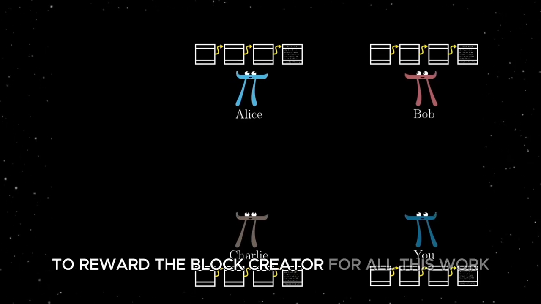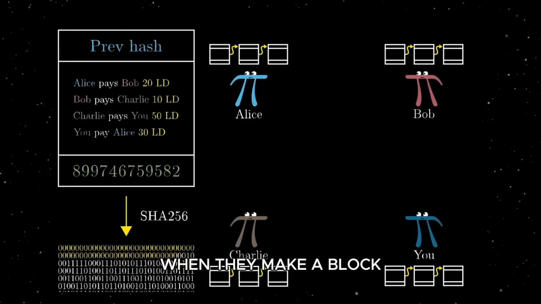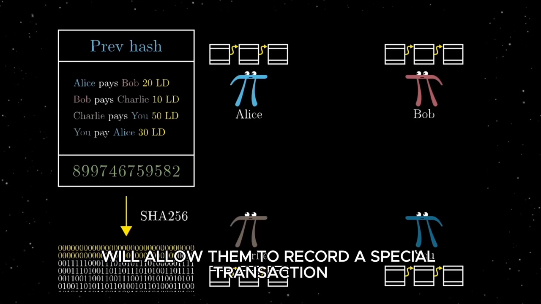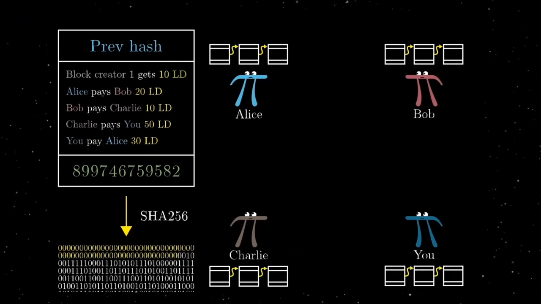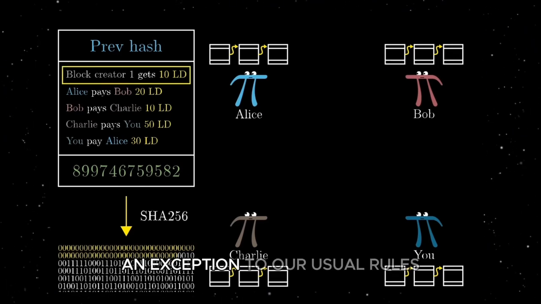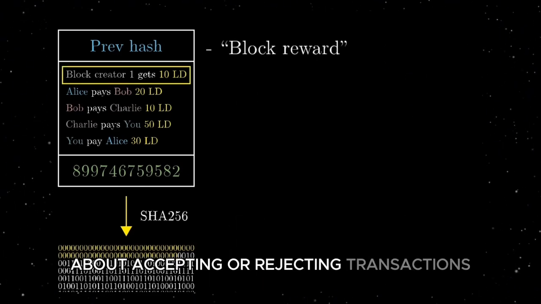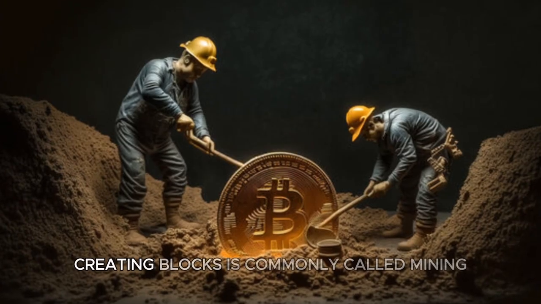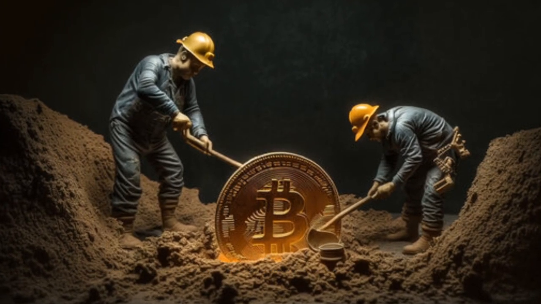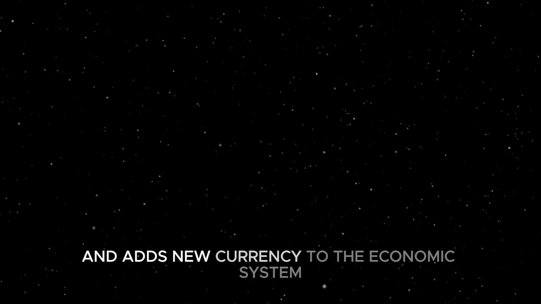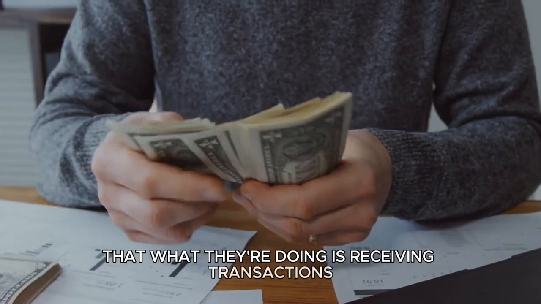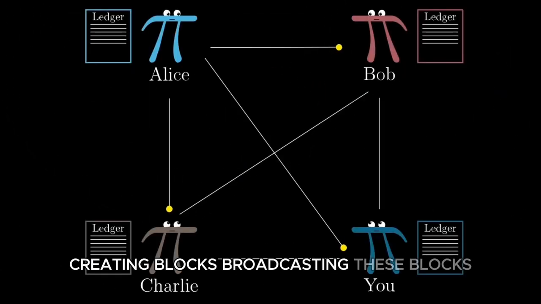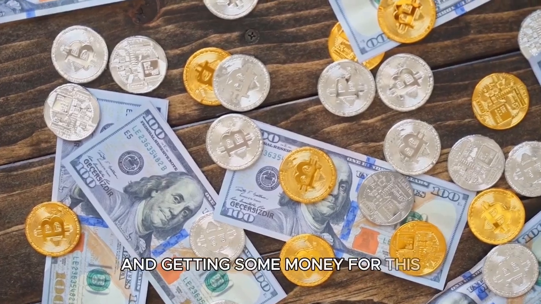To reward the block creator for all this work, when they make a block, we'll allow them to record a special transaction at the beginning stating they received, say, 10 LD from nothing. This is called the block reward, an exception to our usual rules about accepting or rejecting transactions. Creating blocks is commonly called mining, as it requires a lot of work and adds new currency to the economic system. When you read or hear about miners, remember that what they're doing is receiving transactions, creating blocks, broadcasting these blocks, and getting some money for this.